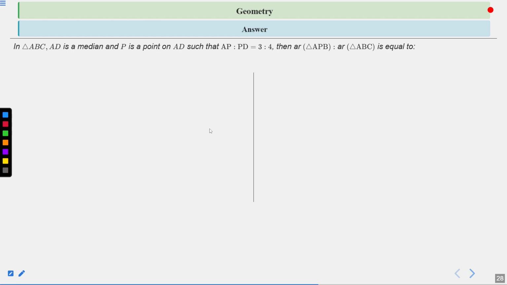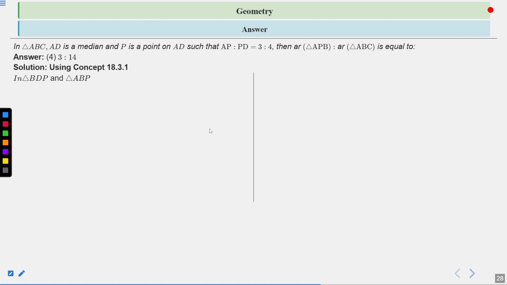So in triangle ABC, AD is a median and P is the point on AD such that AP ratio PD is given, which is 3 ratio 4. We need to calculate the ratio of the area of triangle APB to the area of triangle ABC. The correct answer of this question is the fourth one, which is 3 ratio 14. Now see the detailed solution using concept 18.3.1.